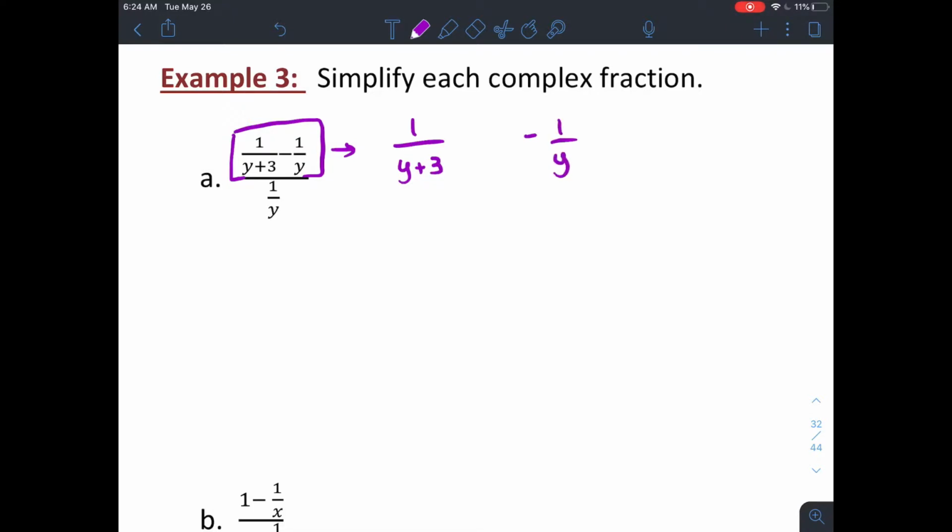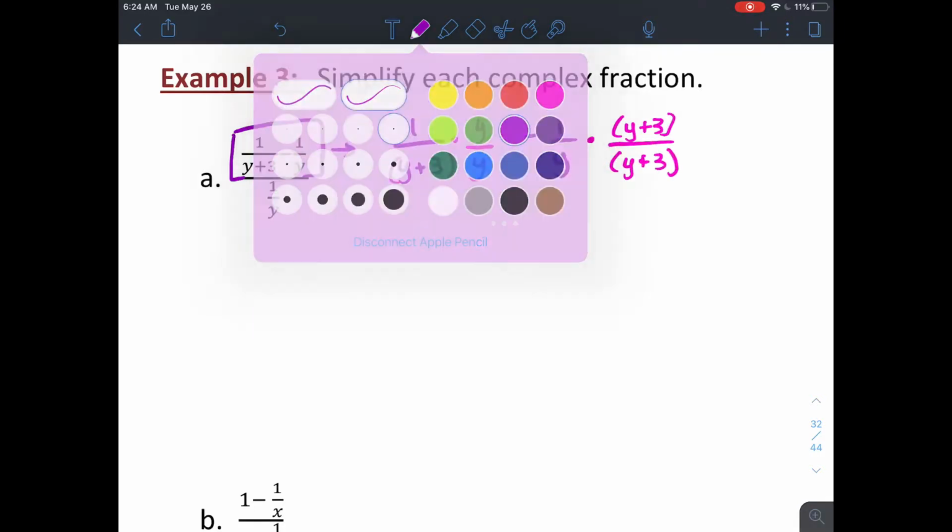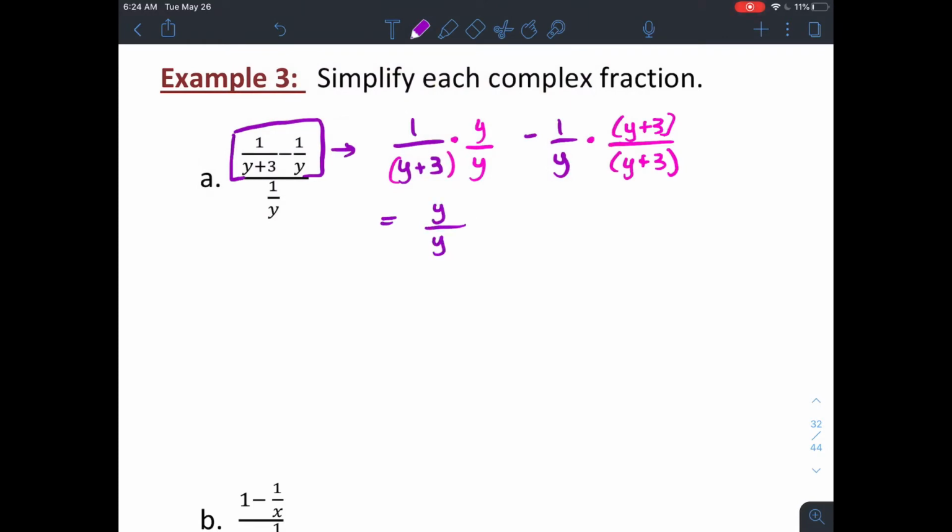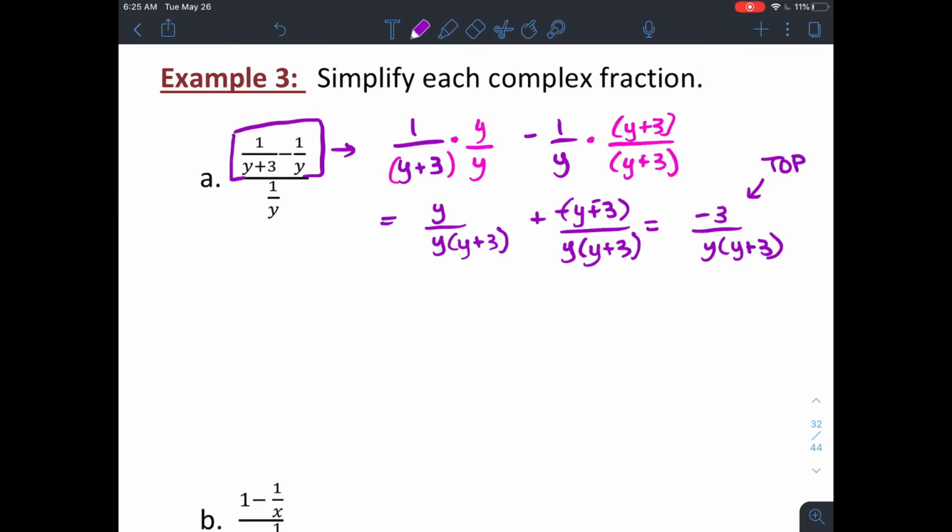So to subtract those two fractions on top, I need to go ahead and get a common denominator, which means I'm going to have to multiply my fractions times each other's denominators. So times y over y, and y plus 3 over y plus 3. And then I'll have just y over y times y plus 3, and y plus 3 over y times y plus 3. Keep your parentheses so that when you subtract, you remember to distribute your negative. So like I said, I'm going to flip both my signs on top there, that's important. And then y minus y is 0, and you just have negative 3 on top. So that's the top of your original fraction.